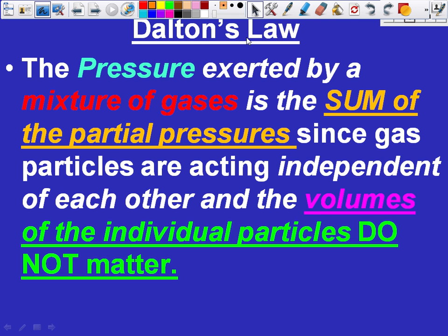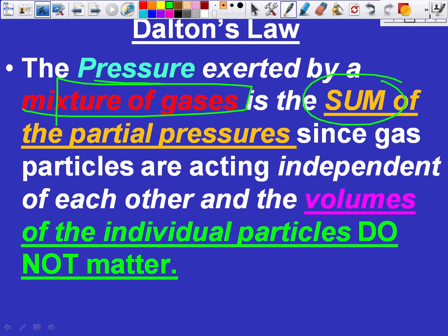Dalton's law, again, if you want to go back and watch that in the previous video: the pressure is exerted by a mixture of gases. When you're breathing, you're not breathing in just oxygen. There's nitrogen, there's hydrogen, there's carbon dioxide, there's everything going on. But the pressure is the sum of all of those gases mixed together. Okay, one more time: the pressure is the sum of the mixture of gases.